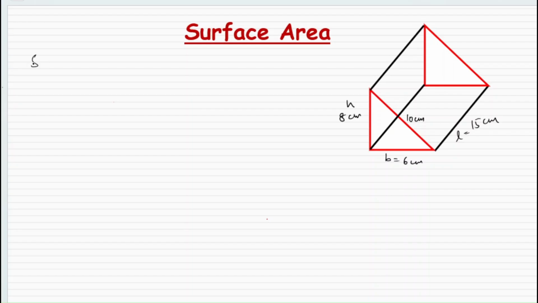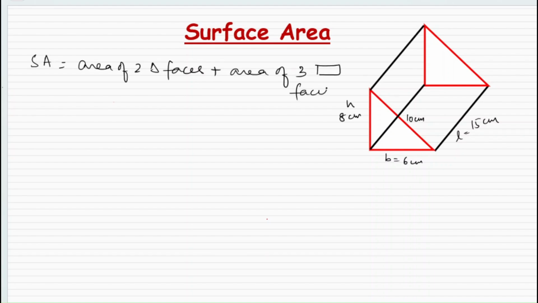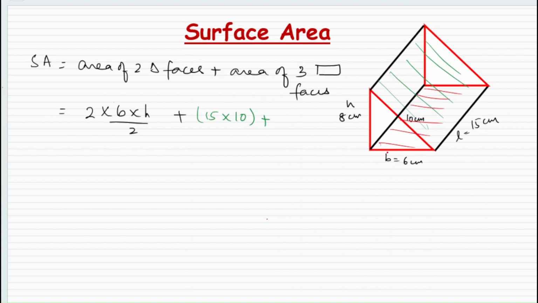So as we did in the previous two examples, surface area is the area of two triangular faces plus the area of three rectangular faces. I can write it in short: area of two triangle faces is 2 times base times height by 2, plus the area of three rectangular faces. So let's start. What will be the area of this front one? It has two sides, 15 and 10, so this will be 15 times 10, plus what about the base one? This base one has 15 and the other side is 6. So it's 15 times 6.